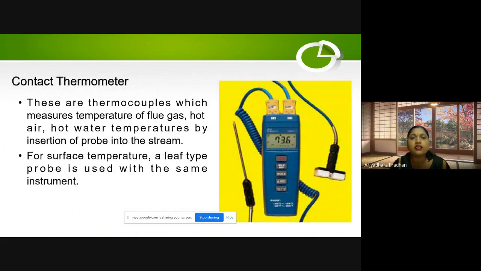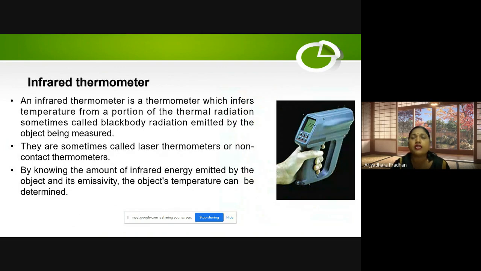Now, the first category is the contact thermometer. These are thermocouples which measure the temperature of flue gas, hot air, and hot water by insertion of the probe into the stream. The probe has to be in direct contact with the hot object where the temperature needs to be monitored. For surface temperature, a leaf type probe is used with the same instrument. Then there are non-contact type thermometers, for where the temperature is very high and it is not possible to touch it. There we go for the non-contact category. So infrared thermometers are used for those purposes.